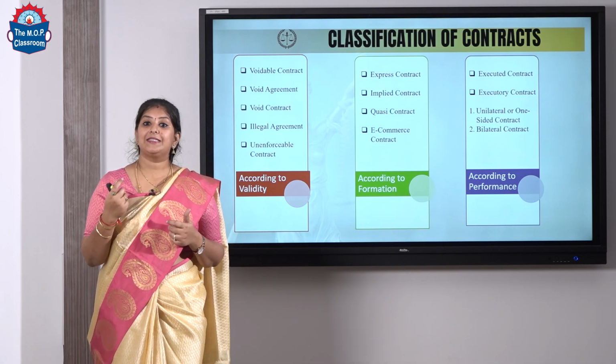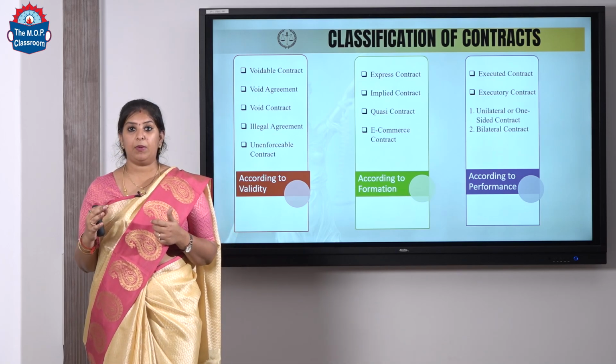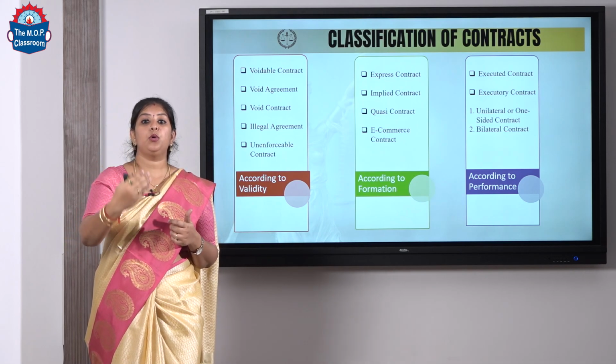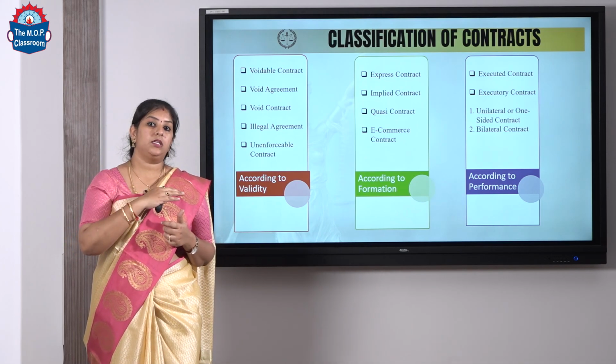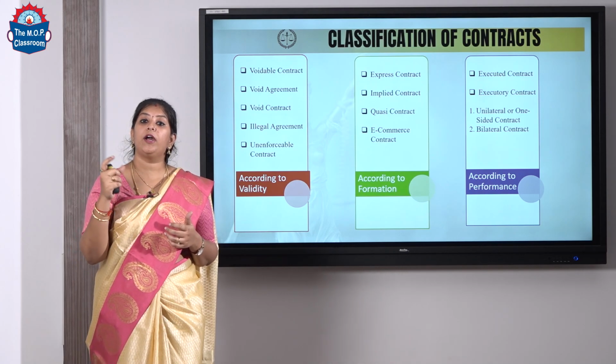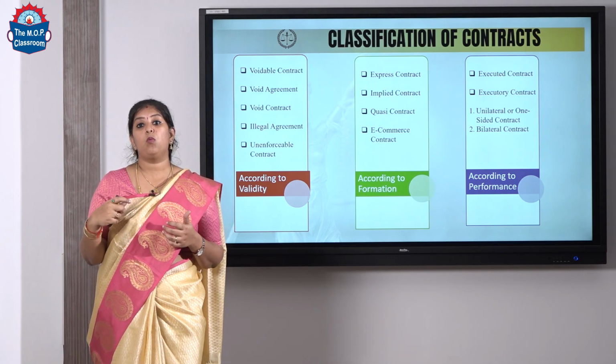Void agreement is something which is not enforceable by law right from the beginning. So, when we enter into a contract with a minor, then right from the beginning that contract is not valid. That will be treated as a void agreement. The next one is the void contract.